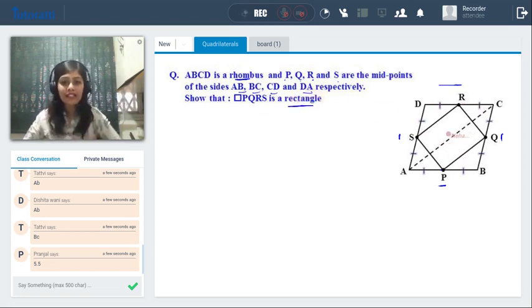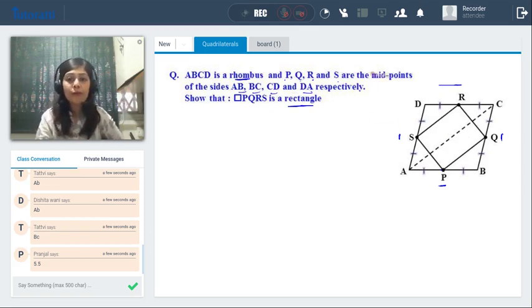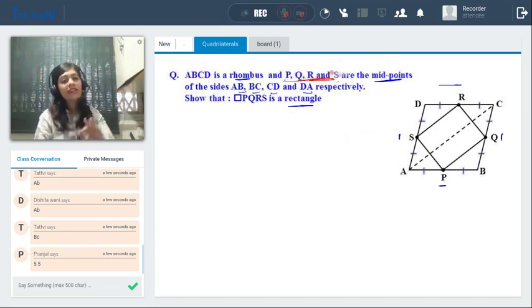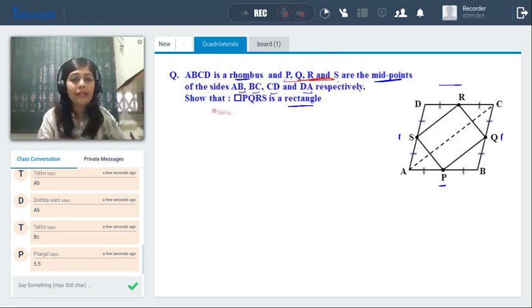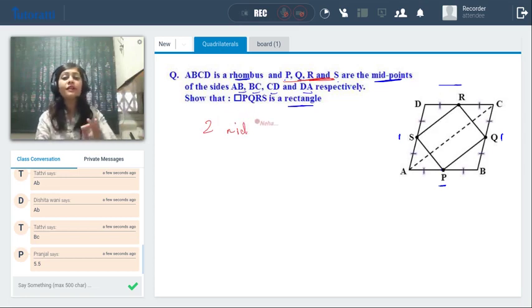Now, students, if you pay attention, the most important part of this sum is that we have midpoints. Whenever you have midpoints, we can apply the midpoint theorem, right? For applying the midpoint theorem, we need a minimum of two midpoints, but we have four. So let's see if we can apply the midpoint theorem.